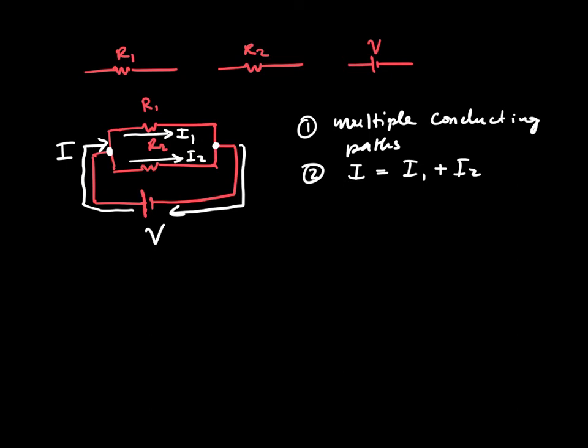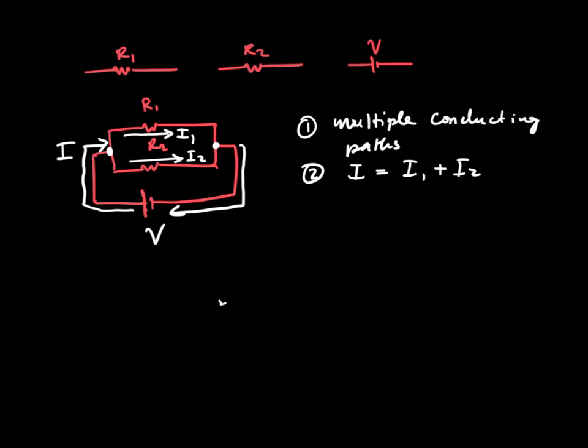Next, let's look at the voltage. Pay attention to how the negative terminal of this battery is connected to this point, which is common to R1 and common to R2. The positive terminal is connected to this point, which is also common to R1 and R2.